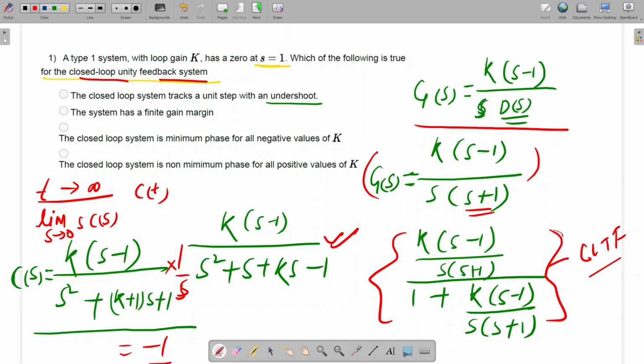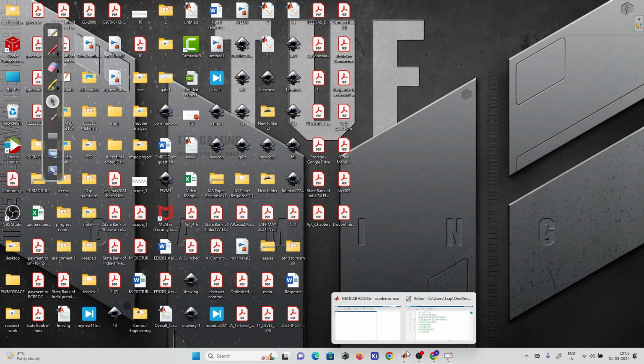Wait, we'll see in MATLAB. One minute, I will just type and we'll see the step response. I already have the answer: this option is not correct. We'll see in MATLAB once. This screen is visible.